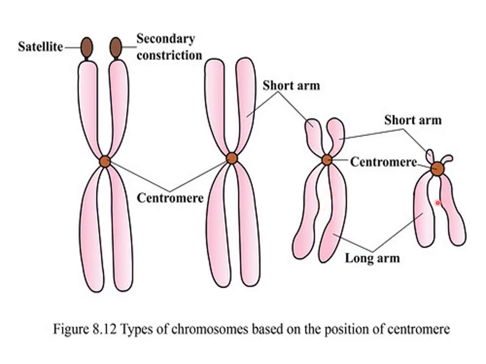This is telocentric chromosome, and here you can see this centromere is present at the terminal position. Okay, so very short arm and very long arms are formed here also, because centromere is present at the terminal position here.